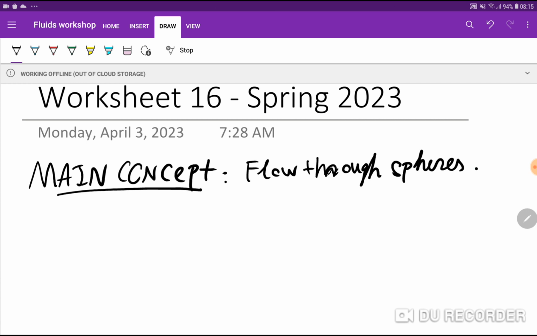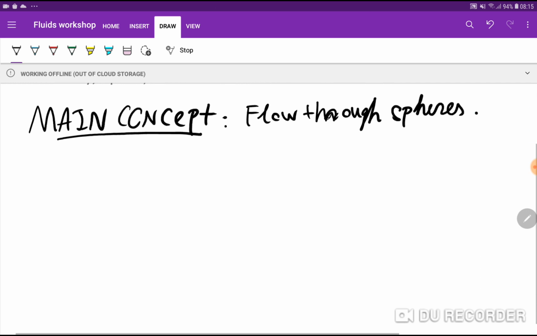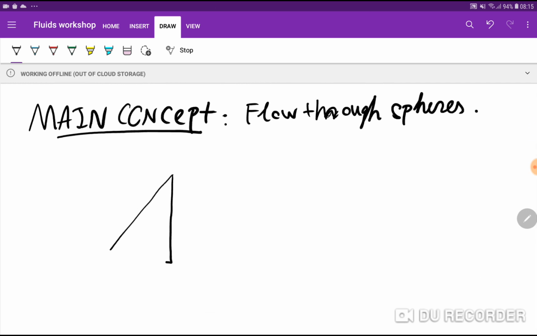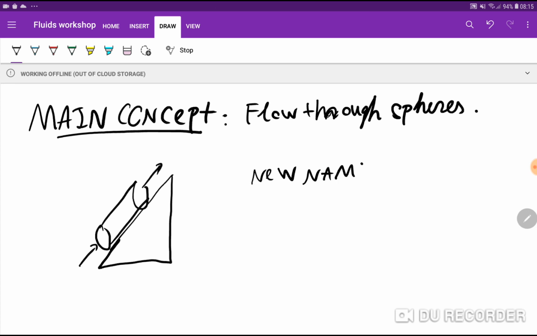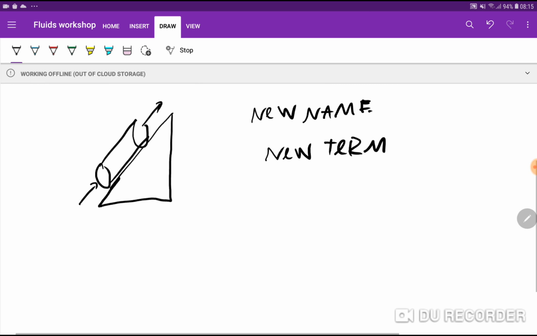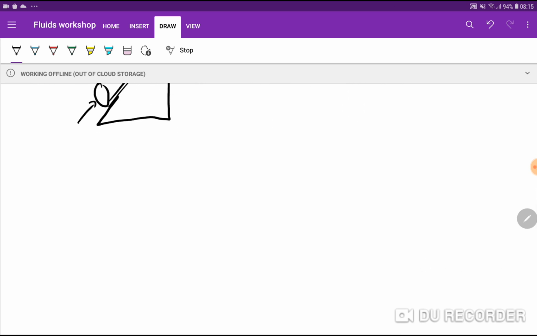The physical principle is very similar to what we did with the flow through an inclined plane. If you remember this type of problem, the derivation is very similar. It's just that they introduce some new names and new terms that we need to get familiar with. So what are those names and terms? Let me first introduce those.